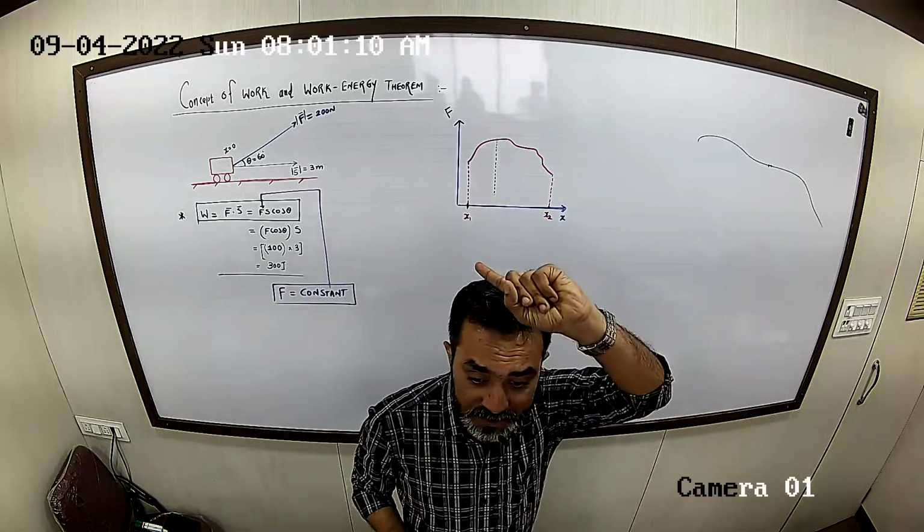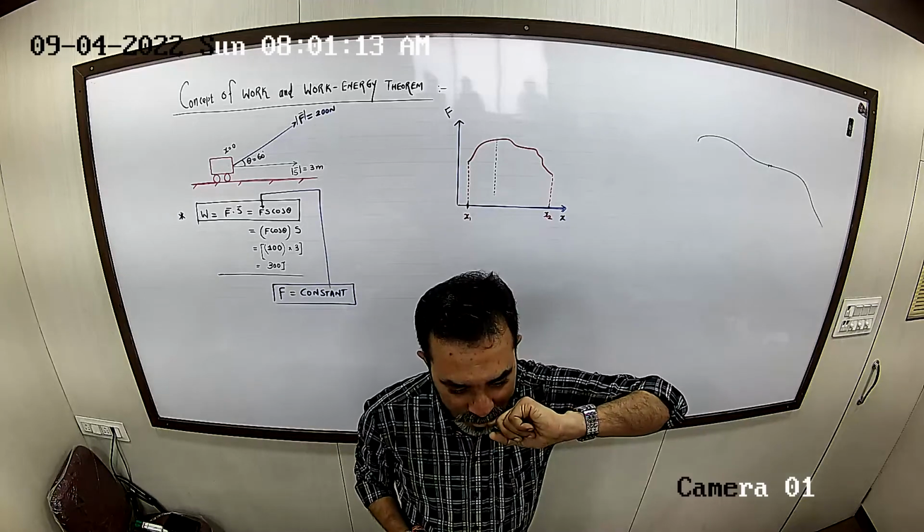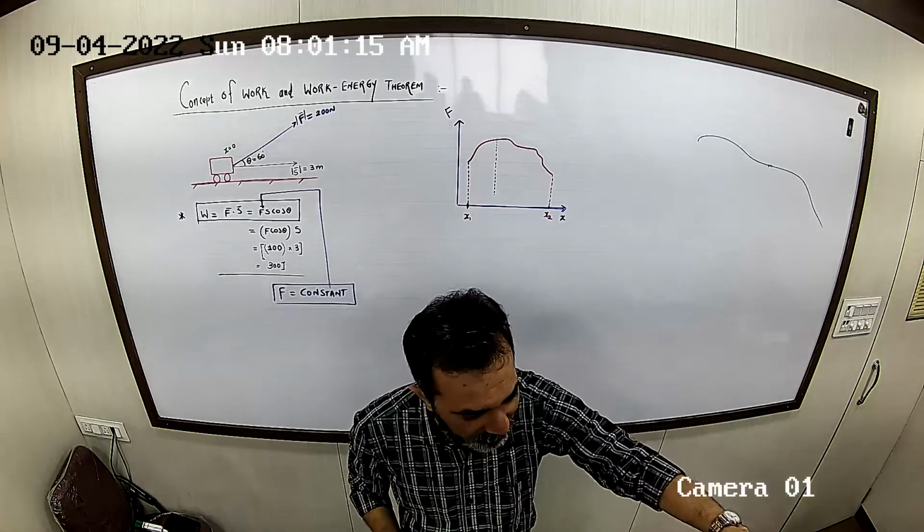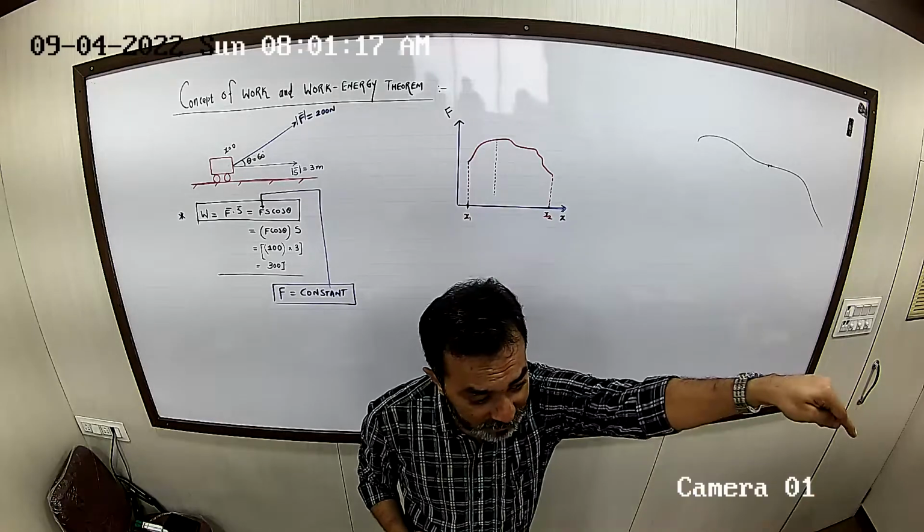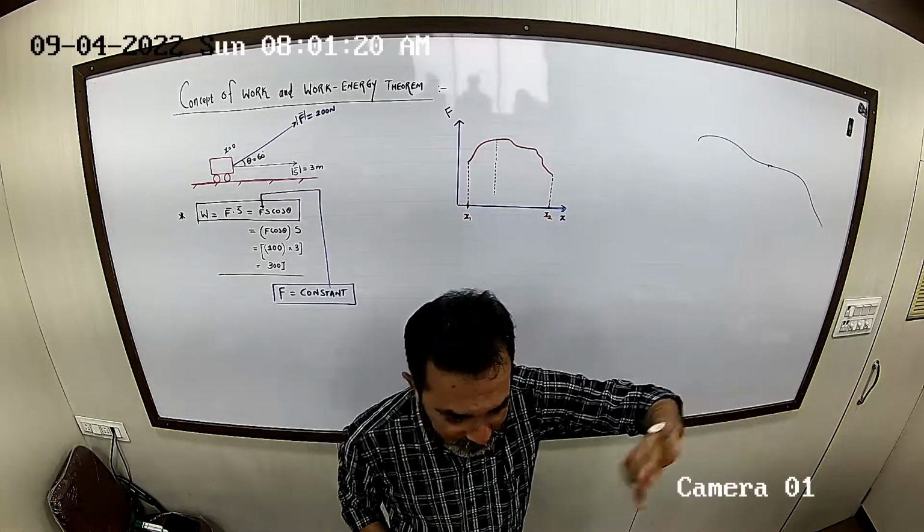Can you recollect the same thing we discussed in impulse? Because there also the force is constantly variable. Right? There also we considered the average, the total effect.